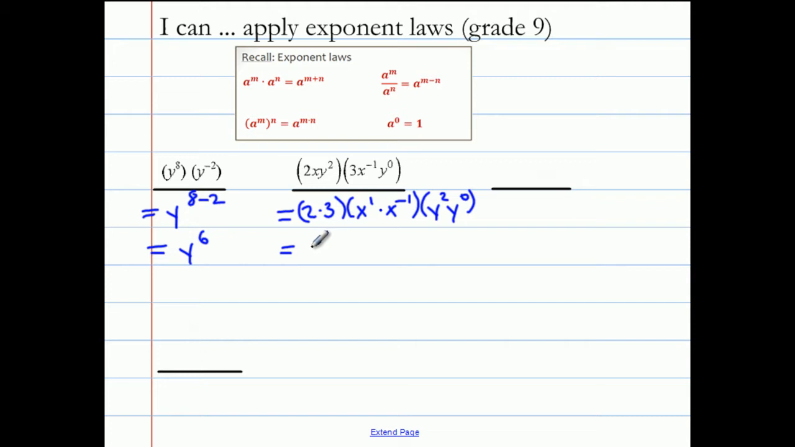So 2 times 3 gives us 6. x to the 1 times x to the minus 1 is x to the 1 minus 1. Okay, we use this rule up here. And then y to the 2 times y to the 0 is y to the 2 plus 0. So this becomes x to the 0. So 1 minus 1 is 0. And this becomes y squared. So finally we have 6y squared for this one.